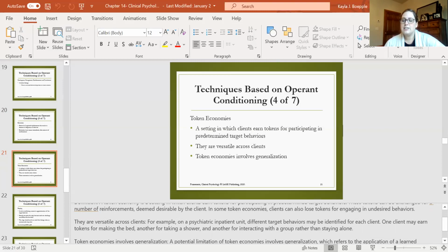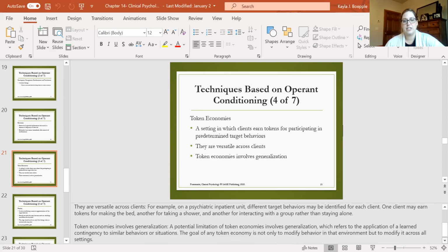We also see it maybe in a psychiatric inpatient unit where different target behaviors may be identified for each client. One client may earn tokens for making their bed, another for taking a shower, or another for interacting with the group instead of staying alone. And what we might see there is they might get extra TV time or extra game time if they earn enough tokens for these activities.